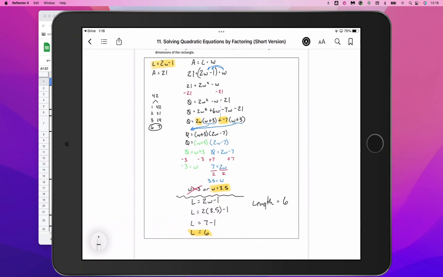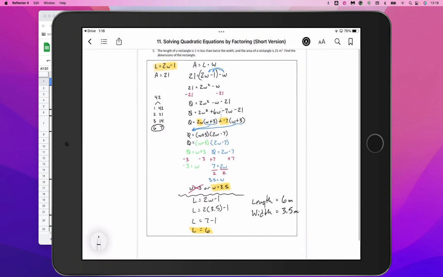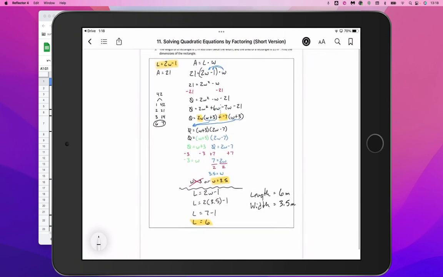And so the length is equal to 6. The width is equal to 3.5. And I should go ahead and put meters on there. I'm kind of bad about labeling my answers.